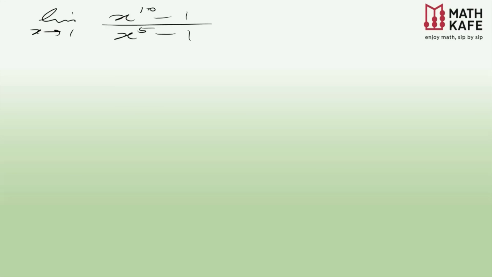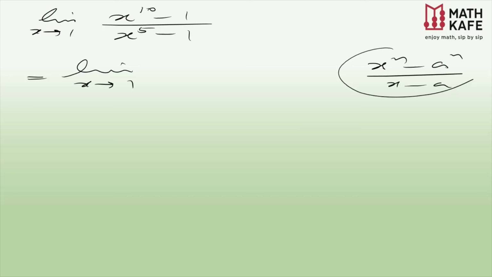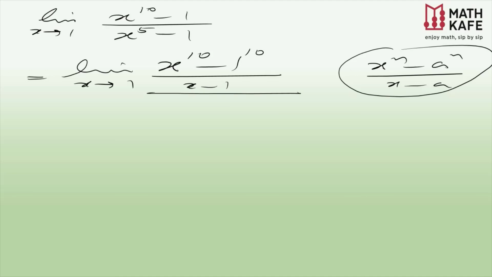Let us consider a little different one. Limit x tends to 1, x raised to 10 minus 1 by x raised to 5 minus 1. How do we evaluate it? Very simple. We have one formula we learned, x raised to n minus a raised to n by x minus a, which as x approaches a becomes n a raised to n minus 1. Bring it into that form: x to the power 10 minus 1 to the power 10, which is 1 itself, by x minus 1, and the whole divided by x raised to 5 minus 1 to the power 5 by x minus 1. If you observe, 1 to the power anything is 1, and the x minus 1 terms in both will cancel each other.